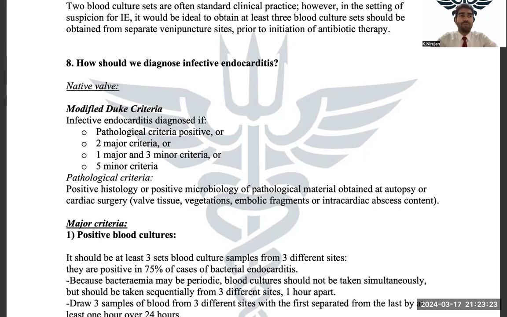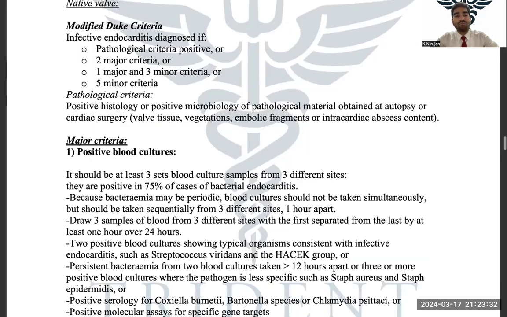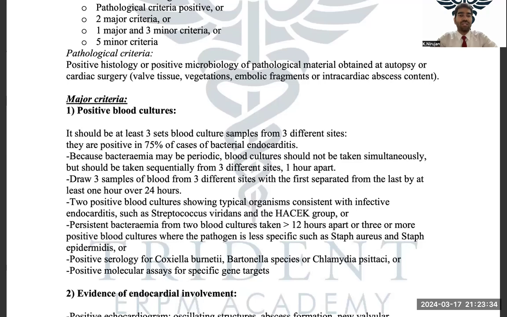But this doesn't happen. I mean, yes, patients do die, but we don't wait until they die to confirm infective endocarditis, isn't it? It's not very practical. Theoretically, yes. So practically, we use major criteria. One is a positive blood culture. I mean, 3 sets, we spoke about it.